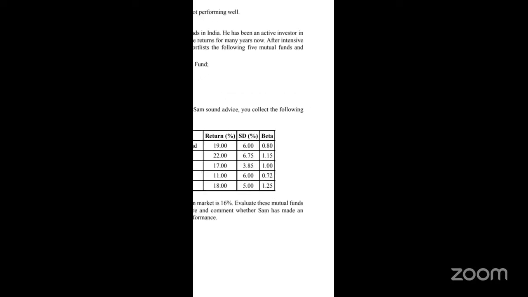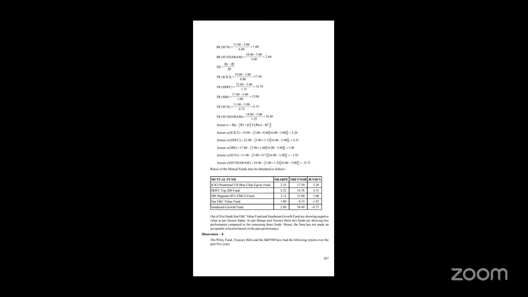If you look at this table, you can get it. So by applying the values in the formula, we will be getting the Treynor ratios 17.50, 14.78, 12, 8, 10. This is the Treynor ratio. And Jensen's alpha is Rp minus (Rf plus beta into (Rm minus Rf)). Similarly, the same values will be substituted in this formula for ICICI, HDFC, SBI and Sun.